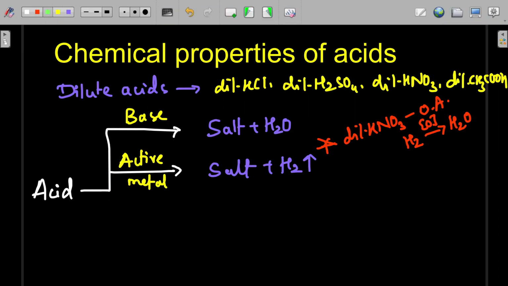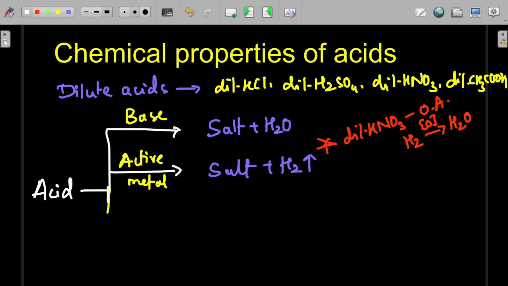But we can still get hydrogen with a couple of metals. If you take very dilute nitric acid with magnesium and manganese, it will give you hydrogen gas. That I will cover in the next part.